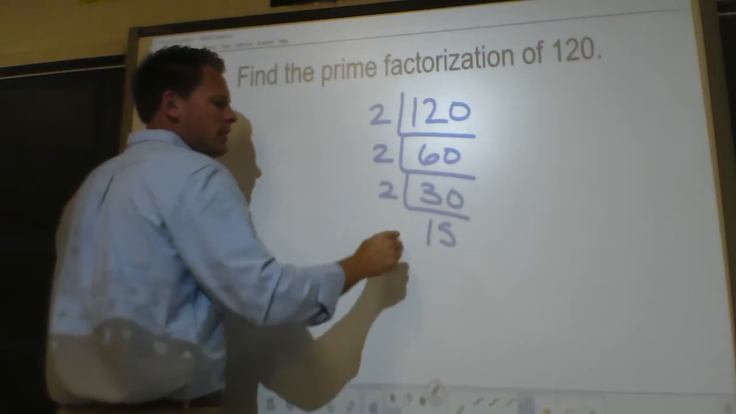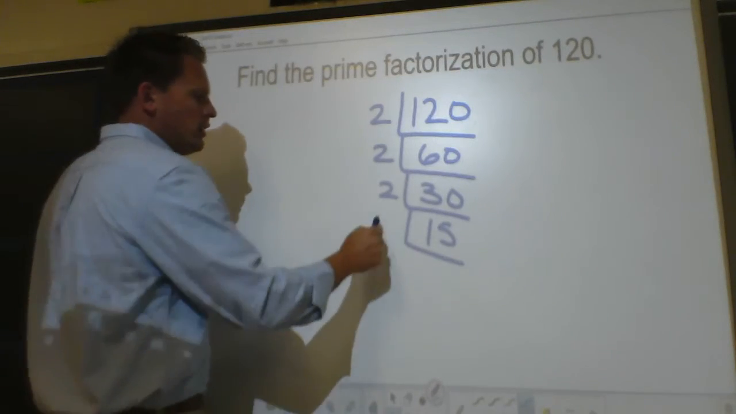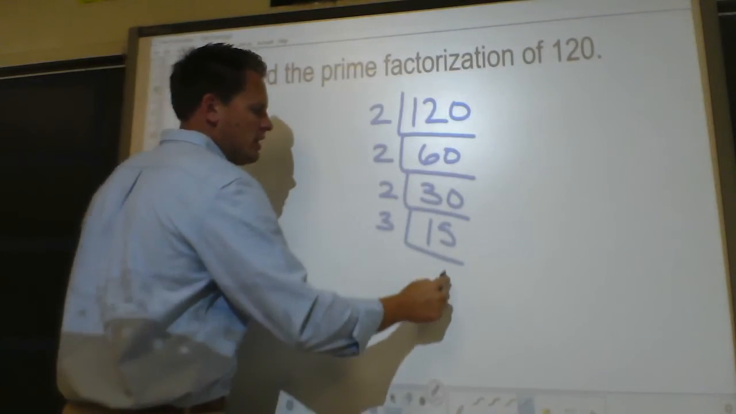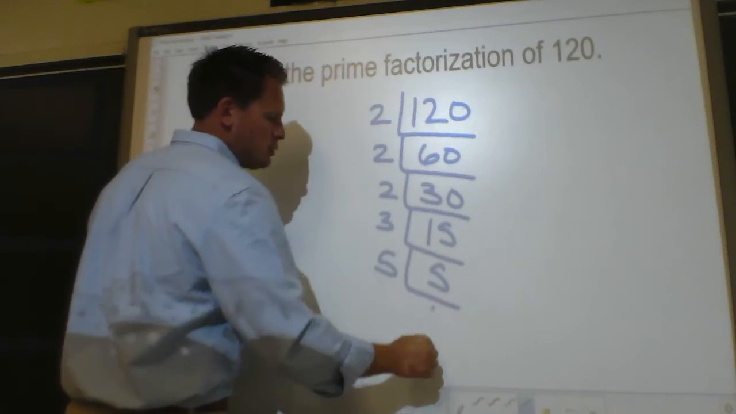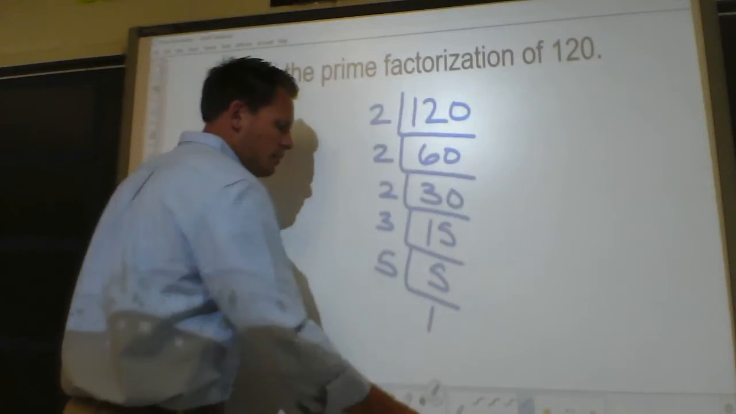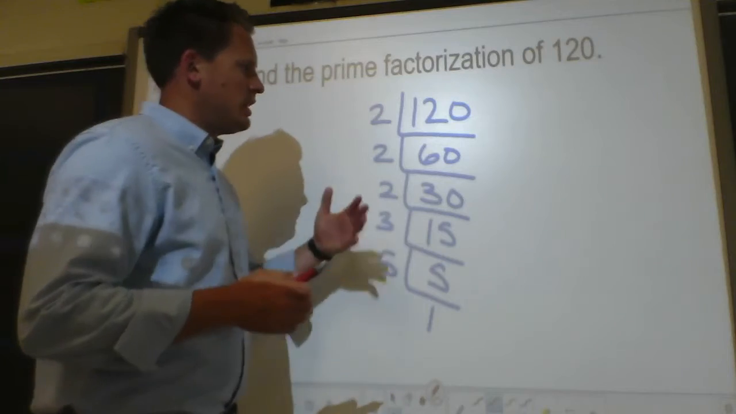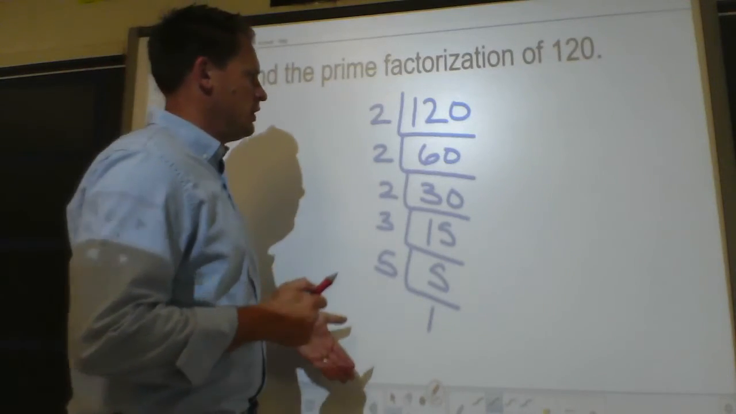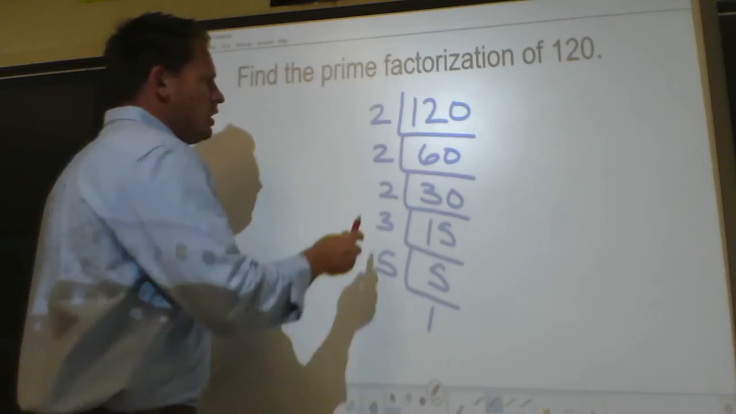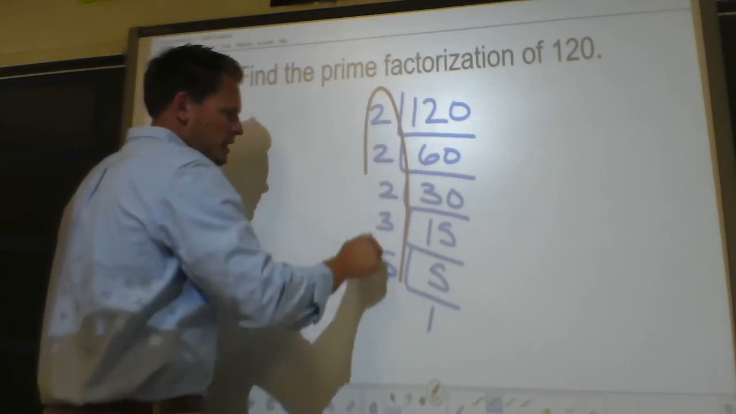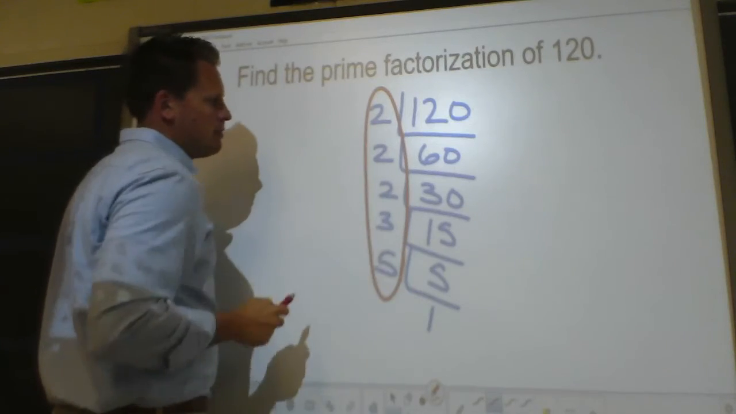It's no longer even. All right, after 2, I should check 3. Okay, 15 divided by 3 is 5. 5 divided by 5 is 1. I've now reached 1, I am done. If you don't know your prime numbers, don't have your list of prime numbers, this becomes very difficult. You need to have that list or have an understanding of what prime numbers are. Work in order. This is not the prime factorization. This is the tool, the skill that got me to prime factorization.